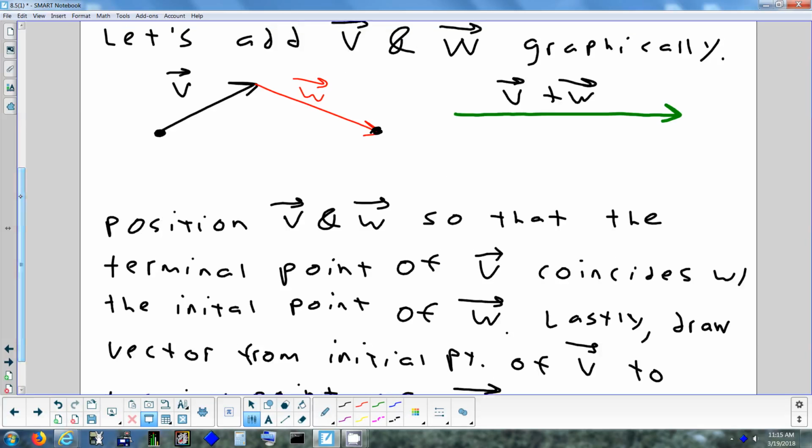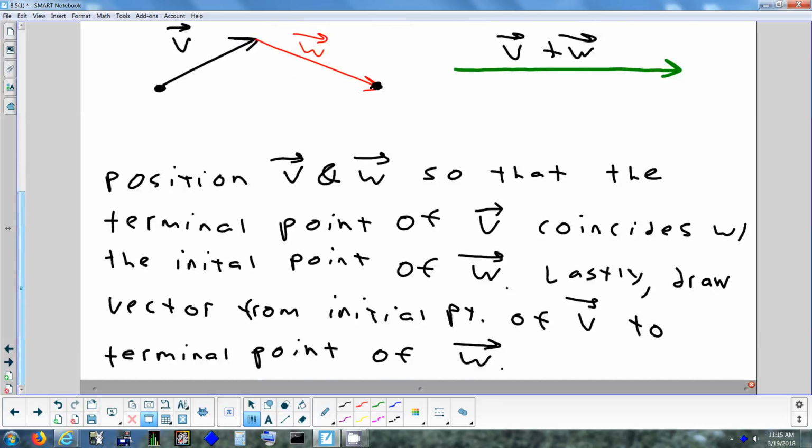Any questions on what we did there? So that represents V plus W. If I wanted to do W plus V, we do it like that. But we'll look at that in a minute and see, is there any difference? You take V plus W or W plus V, do you get a different answer? I'll show you that in a second.